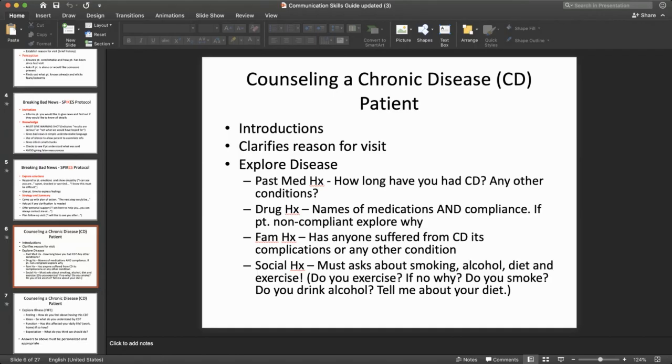The next part is what the students do pretty well at. This is exploring the disease component of the consultation. Those of you who would have looked at Professor Maharaj's patient-centered consultation will remember that you need to explore the disease in terms of taking certain components of the history, in particular the past medical history. They want to find out how long they've had their chronic disease, diabetes, hypertension, whatever, and any other comorbidities.